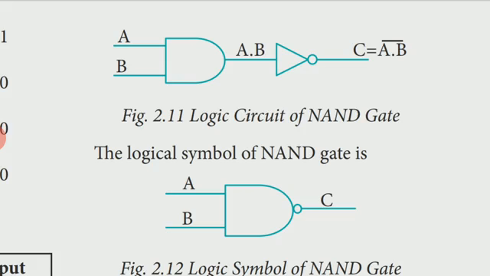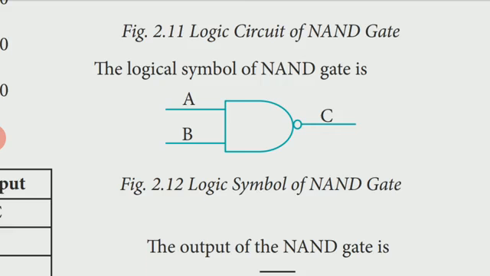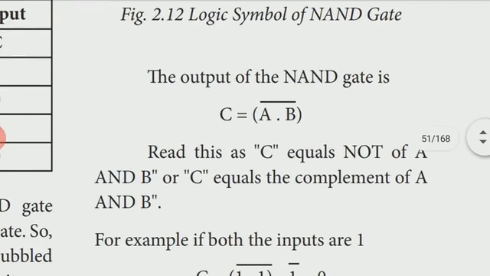So, first the AND gate output is A dot B. If you take NOT for that, that is inverse for that, you will get C equal to (A dot B)'. And the symbol is A, B, C with the bubble. And this is the output for NAND gate. C equal to (A dot B)'.